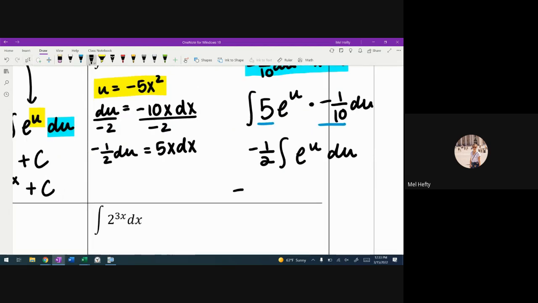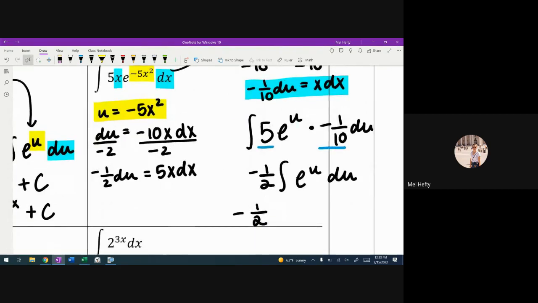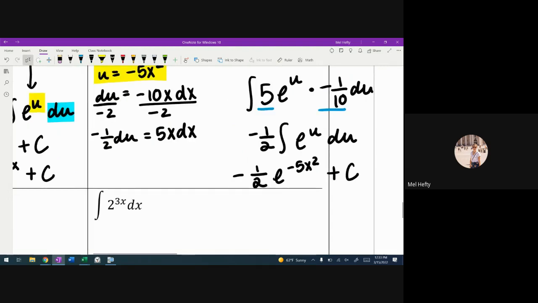All right, let's integrate. What's the integral of e to the u? E to the u. Are you guys comfortable if I integrate and plug my u back in at the same time? All right, so e to the -5x² plus c. All right, two more, and then you don't have to listen to me anymore.